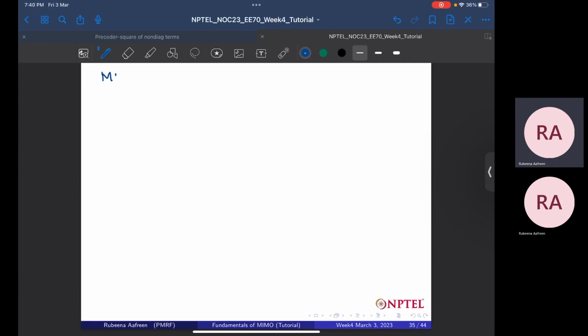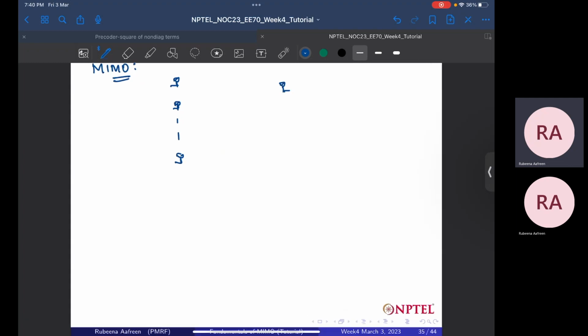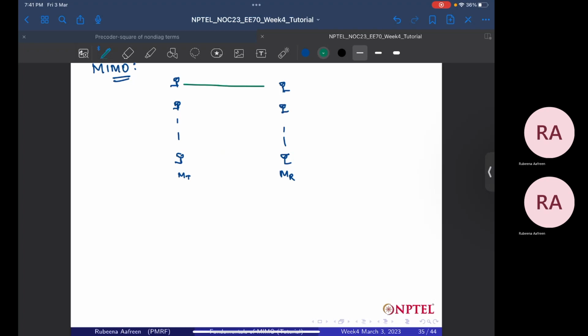Now we will have the MIMO communication system. So MIMO will have multiple transmitters and multiple receivers. So these are the MT transmitters and there are MR receivers. Now there would be a channel between each transmitter and each receiver. This would be H11.